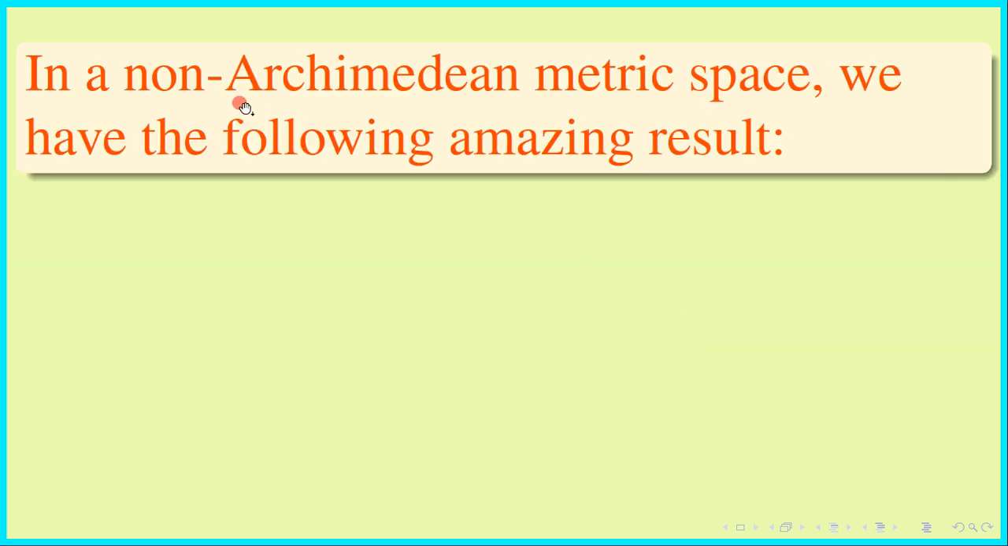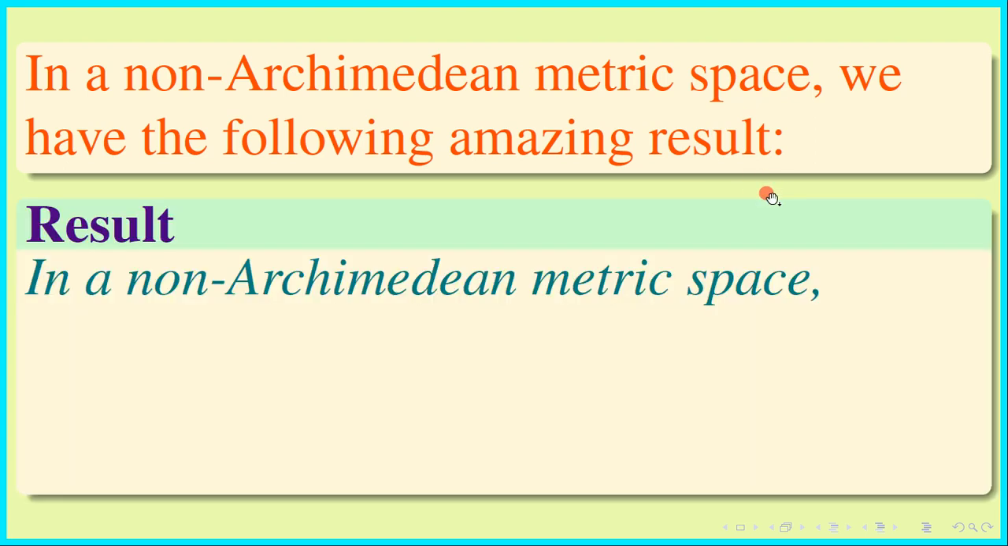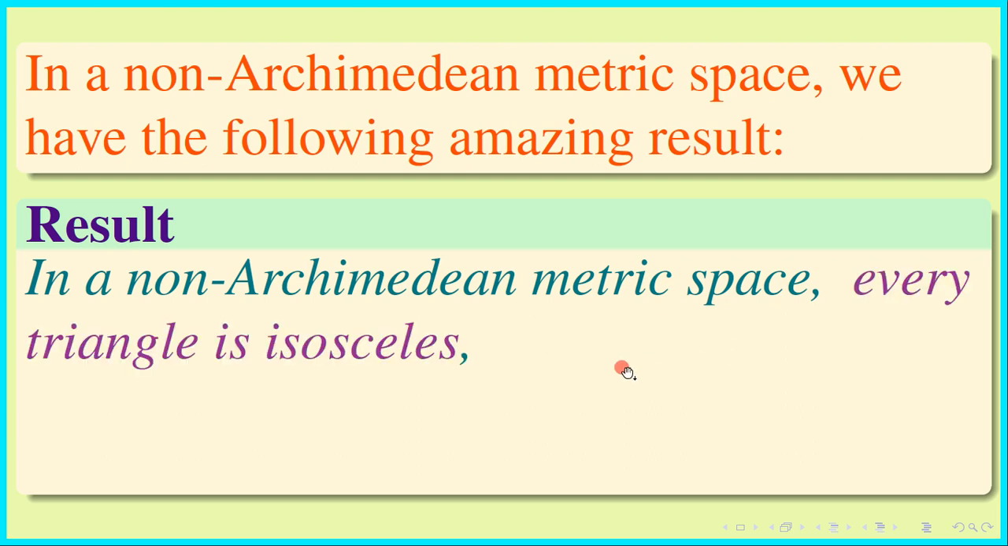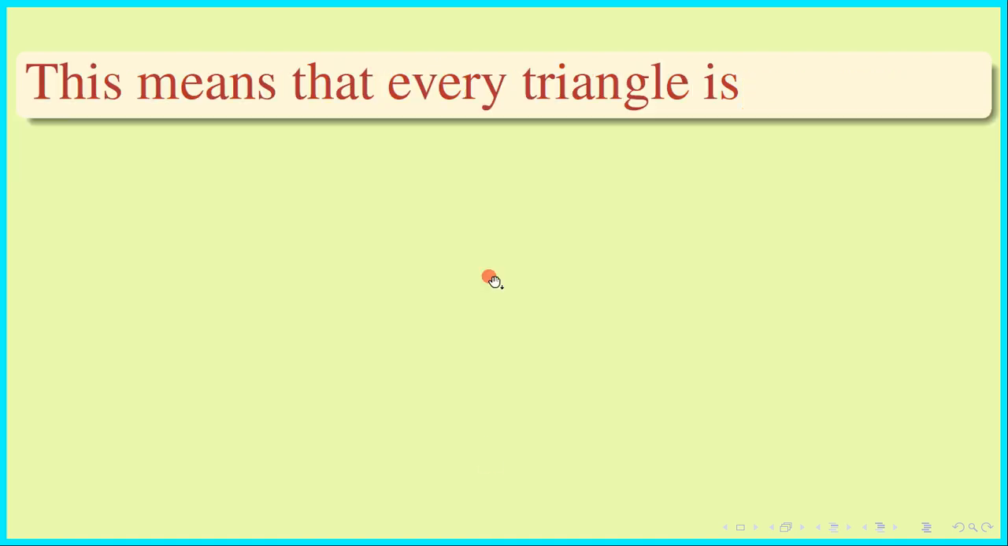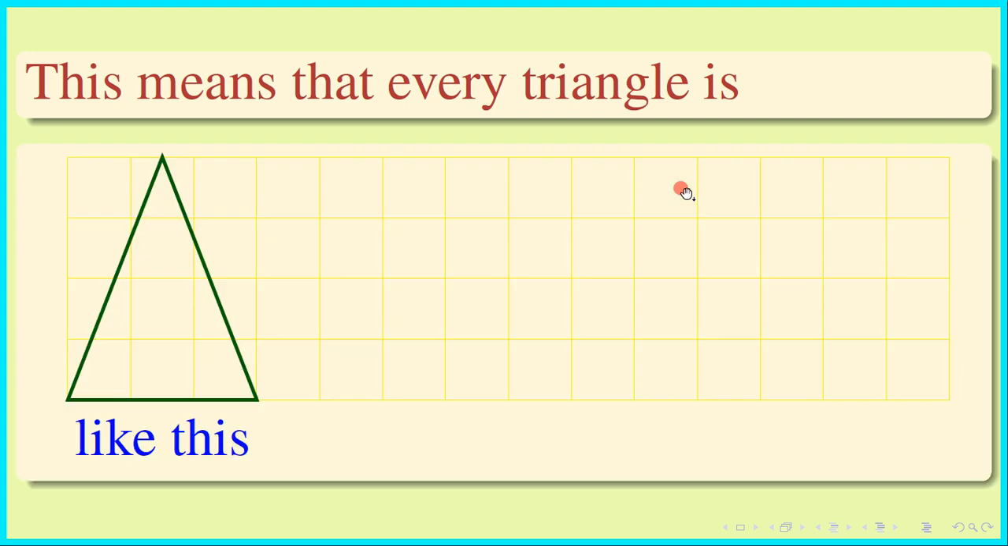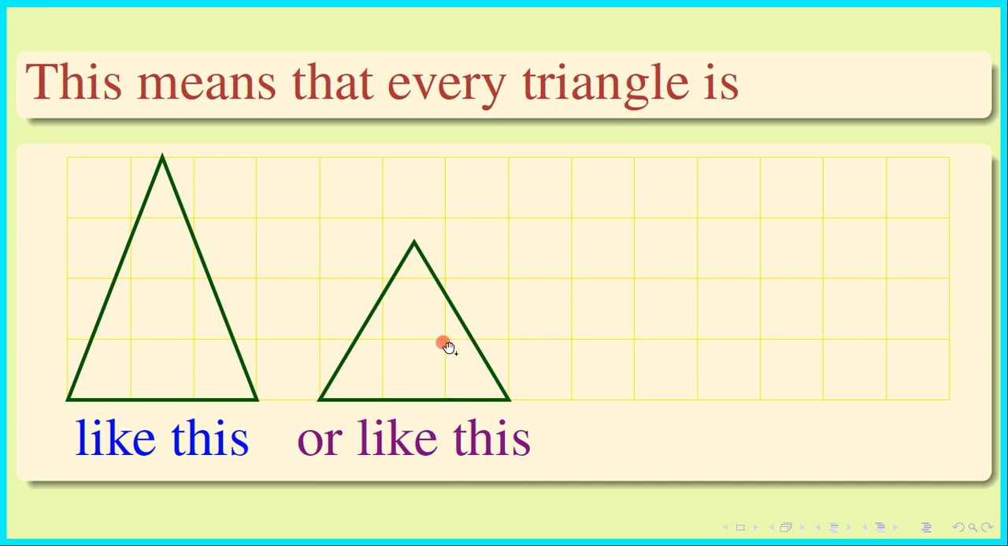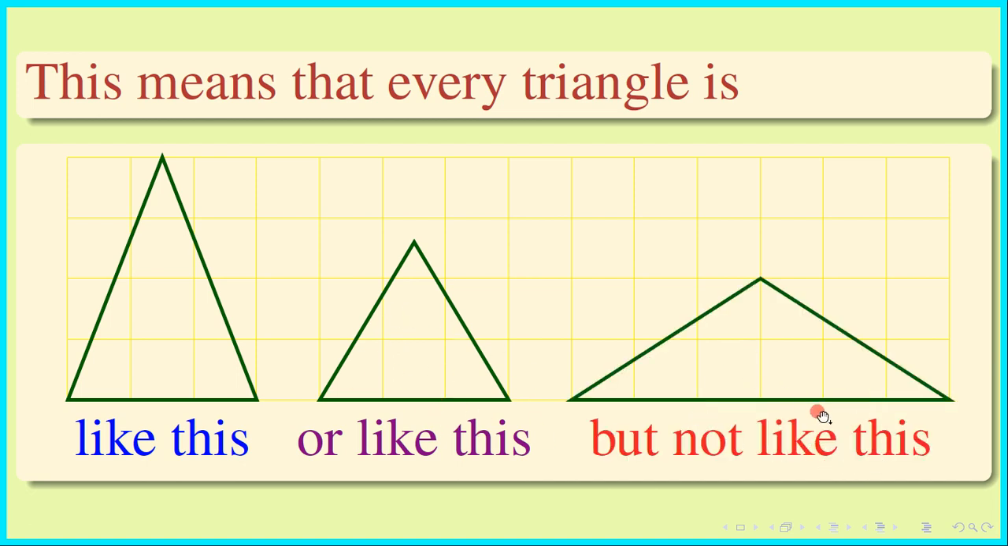In a non-Archimedean metric space, we have the following amazing result. In a non-Archimedean metric space, every triangle is isosceles and the length of the base does not exceed the lengths of the other sides. This means that every triangle is like this. Here you can see this base is smaller than these two sides, or it may be like this where all sides are equal, but it is never like this where the base is bigger.